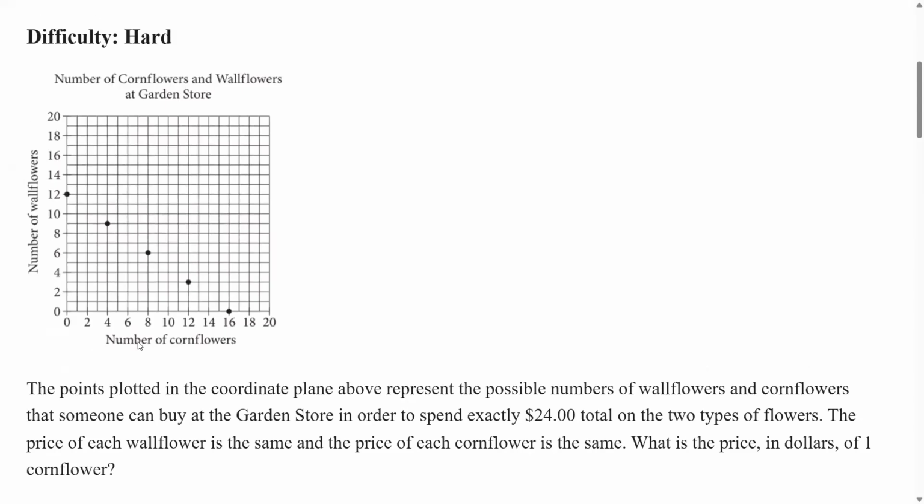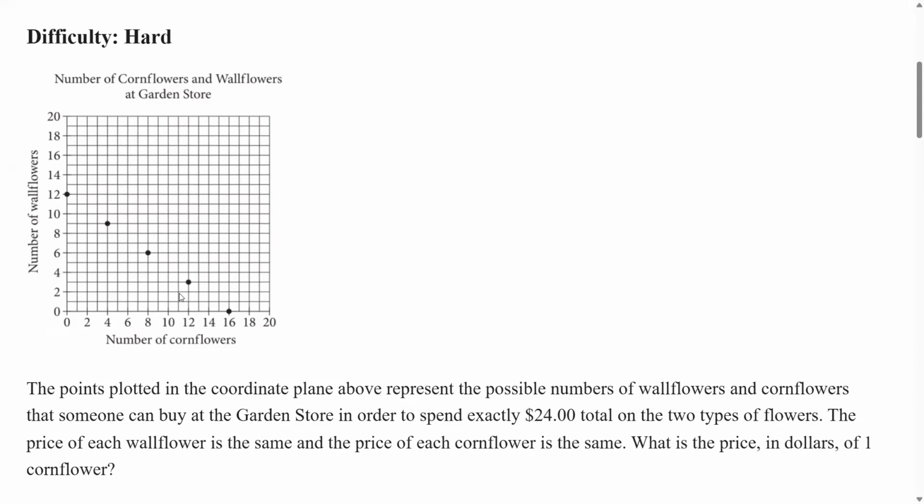The points plotted in the coordinate plane above represent the possible number of wallflowers and cornflowers that someone can buy. What's the price in dollars of one cornflower? So we'll get the equation and see the price of the cornflower.